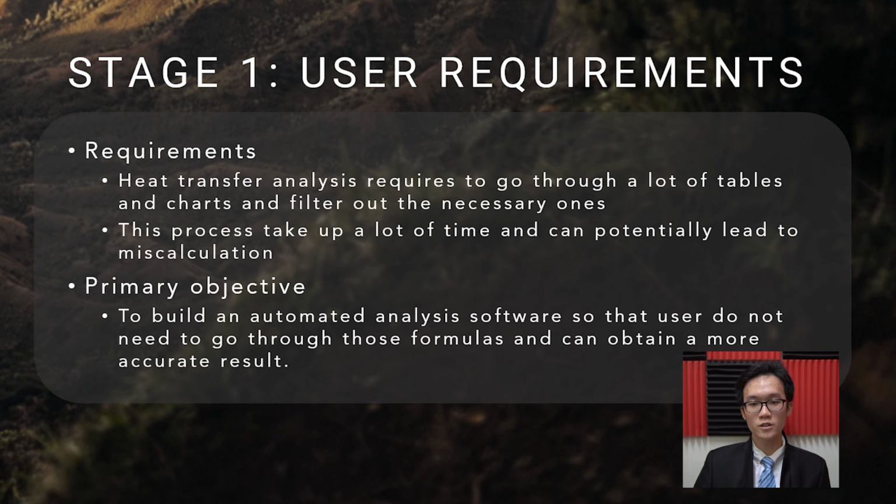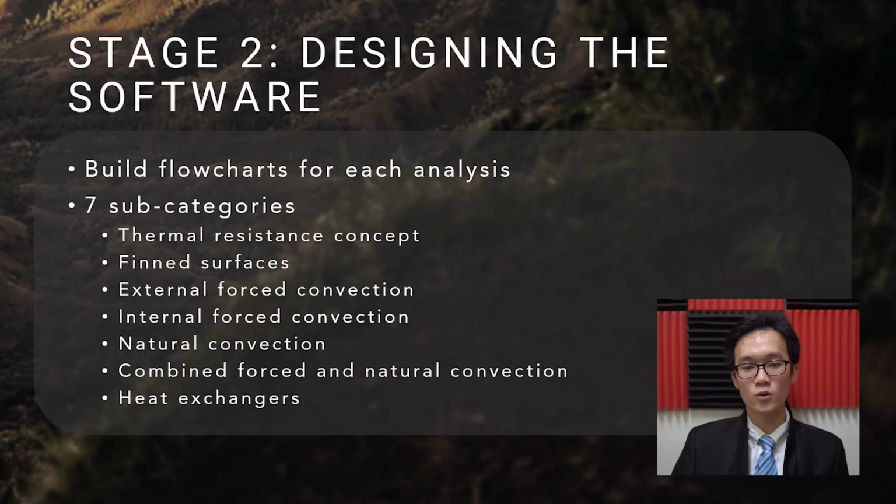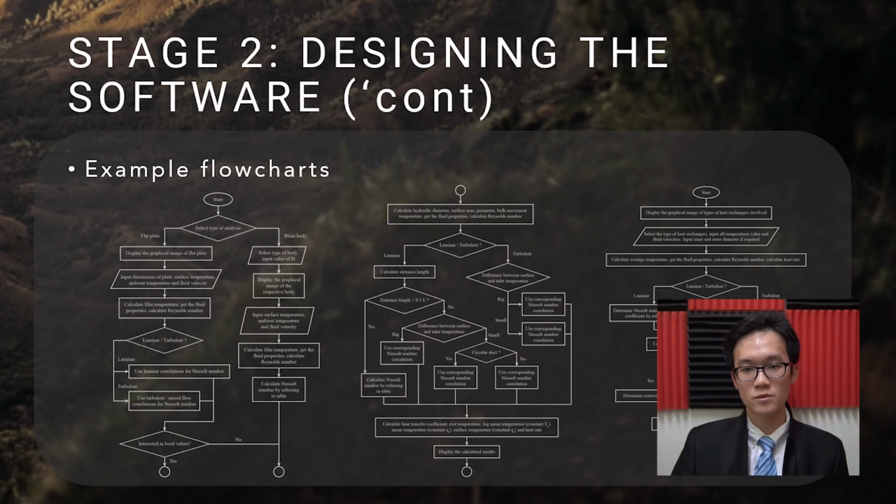The primary objective of developing the software is to build an automatic analysis software so that users do not need to go through those formulas and can obtain a more accurate result. In stage 2, all related chapters need to be summarized and created in the form of flowcharts in order to be referred back to during the development process. For this, there are 7 subcategories involved and some example flowcharts have been included.